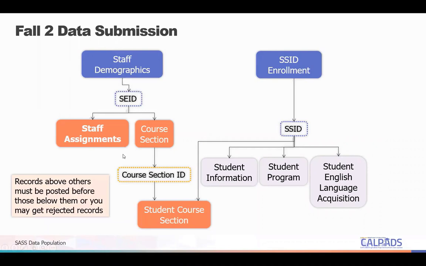It is important to understand the relationships between record types for Fall 2. Record types shown below are dependent on the record types above them. For example, you must submit and post a staff demographic record prior to submitting either staff assignment or course section records. Breaking this order of submission will usually result in rejected records.